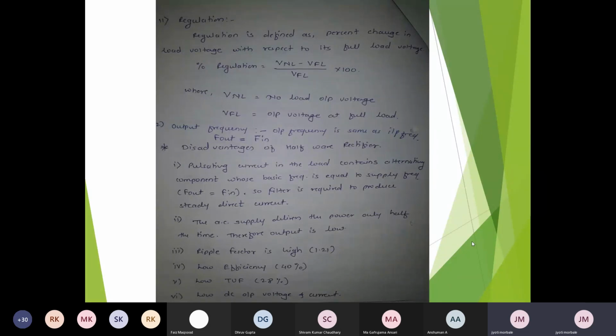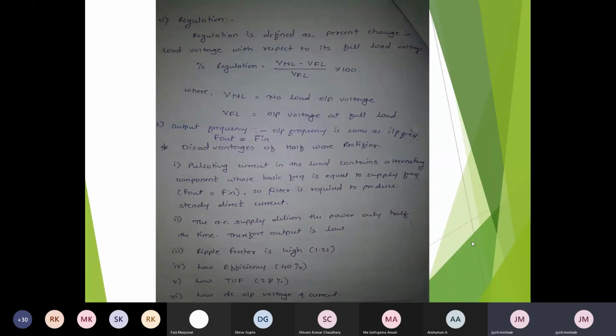Next parameter, the last parameter, is output frequency. The output frequency of the signal for a half wave rectifier is equal to the input frequency. So F out, the output frequency of the signal, is equal to F in, that is the input frequency. Okay, so these are the parameters we have seen for the half wave rectifier.